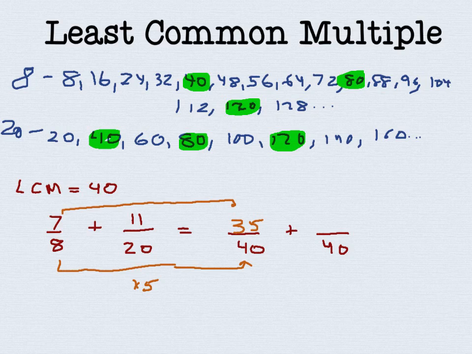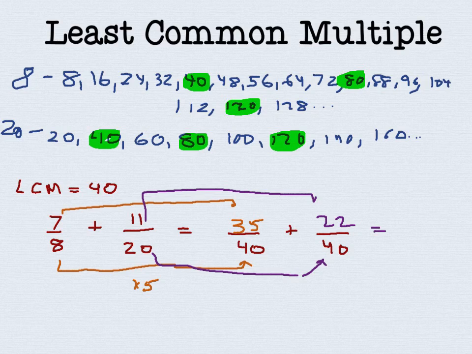Compare that to 11 twentieths to 40ths. So 20 goes into 40 twice, so 11 times 2 is going to be 22 over 40. 22 over 40 is equivalent to 11 over 20. It's reduced. 11 twentieths is a reduced fraction. And 35 fortieths is equivalent to 7 eighths.